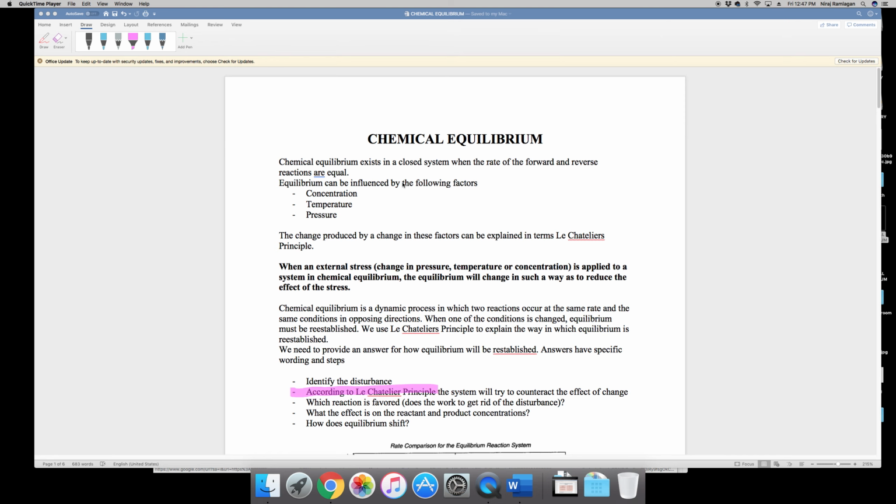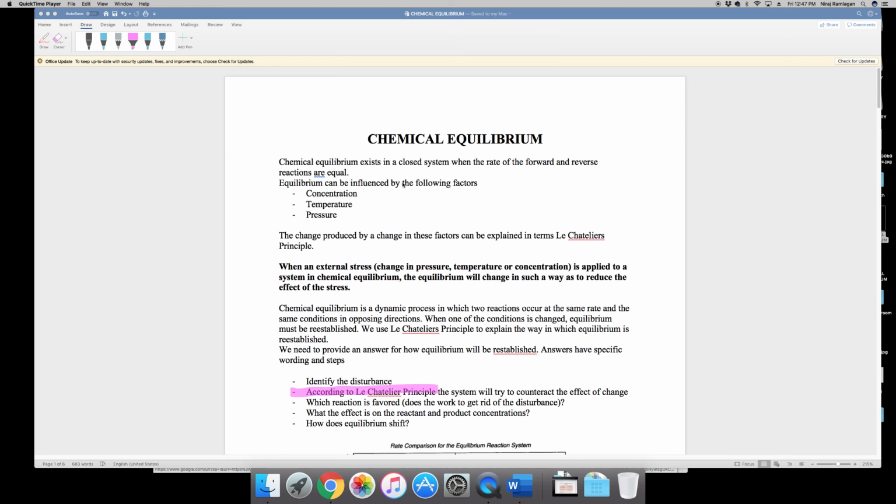So what we're saying is that when a reversible reaction has reached a state of completion, its forward and reverse reactions occur at the same rate under the same conditions, but in opposite directions, known as a dynamic process. Now, when a system reaches equilibrium, we can do various calculations and we can also disturb this equilibrium.